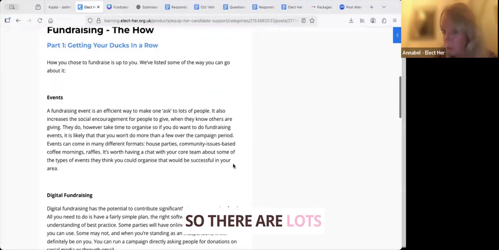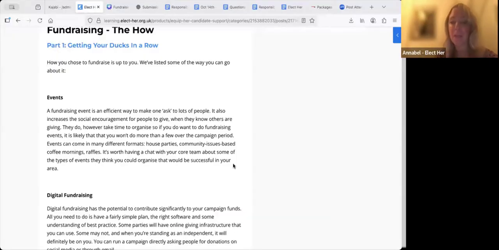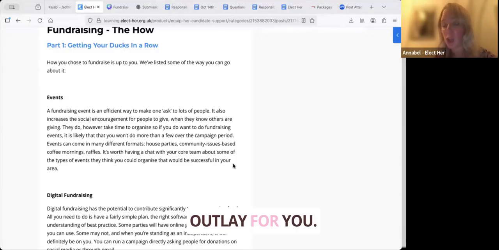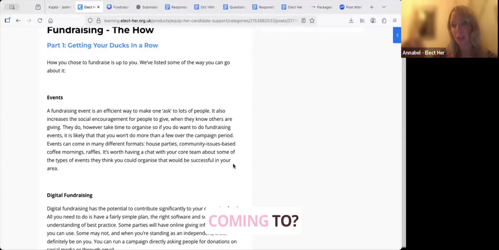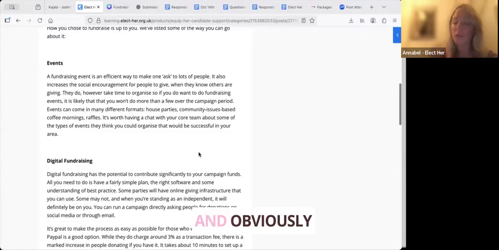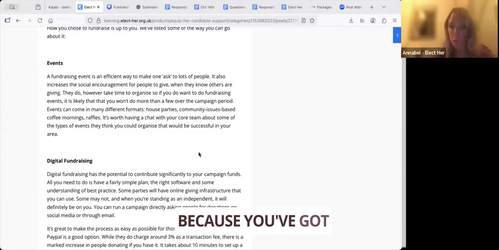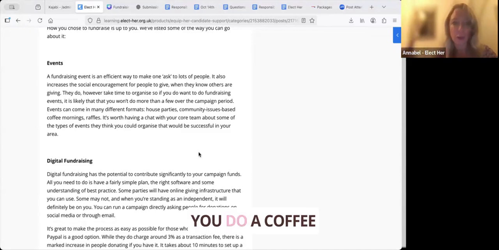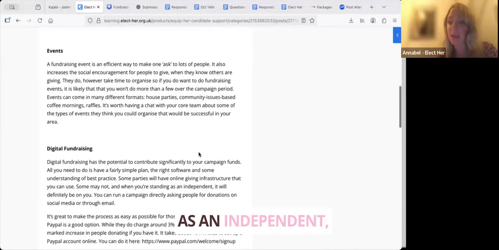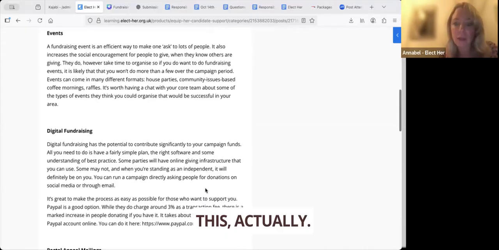So there are lots of different ways that you can ask people for money. Events, obviously, is a good one. There is a cost outlay for you. What's the kind of thing that people are coming to? How do you manage that? And obviously that can also be quite tiring because you've got to organize the thing, you've got to get people there, you hold a raffle or you do a coffee morning or whatever it is. There is also the crowdfunder, that digital fundraising. If you're with a party, that might be something that the party are hosting on their website or will want to be in charge of. If you're running as an independent, there are lots of different channels that do this.